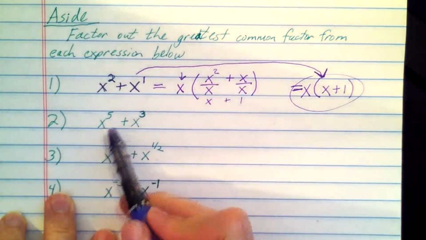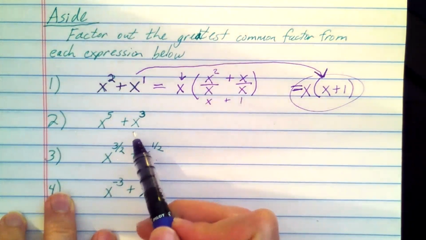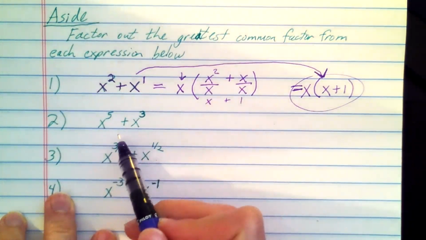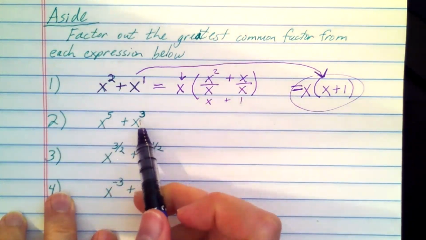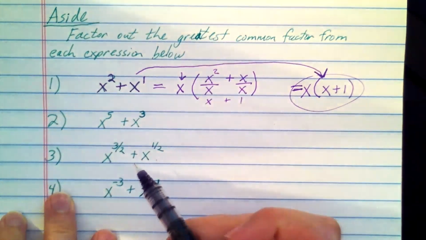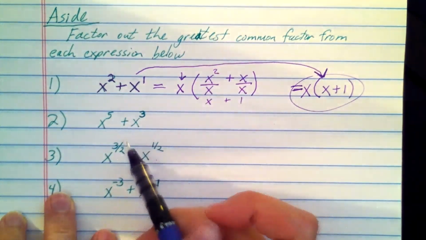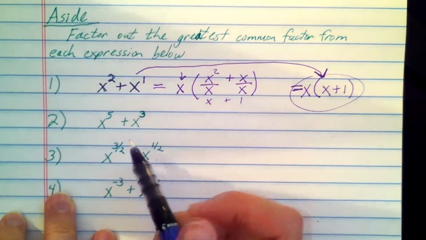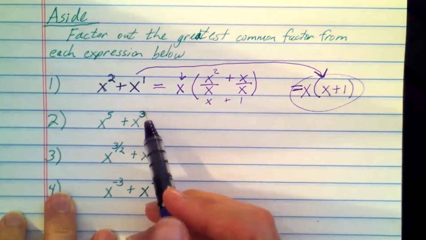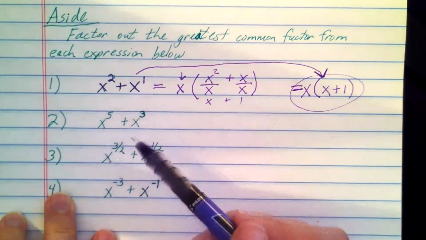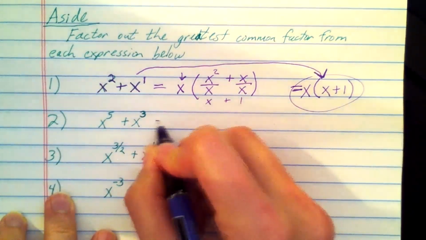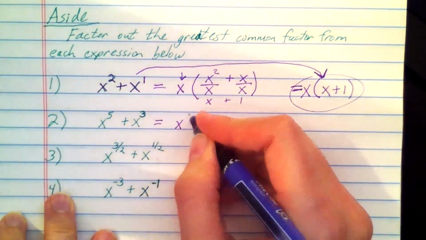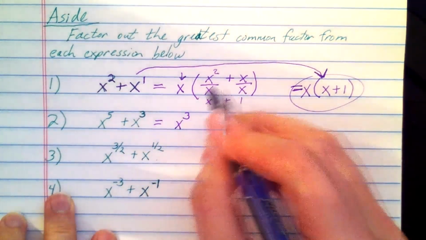If we have x to the 5th plus x cubed, what is the greatest common factor between them? Well, how many x's does each have? This one has 5, this one has 3. Each of them have 3 that you can take out. So the greatest common factor is x cubed. That is also to say that x cubed divides into x to the 5th, and x cubed divides into x cubed. So what I'm going to do is pull out the greatest common factor of x cubed.